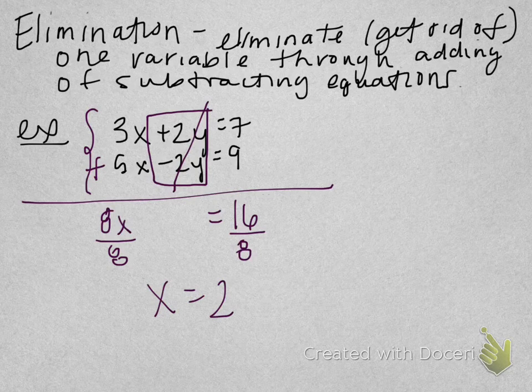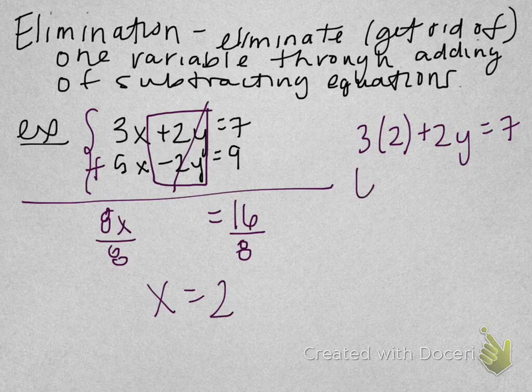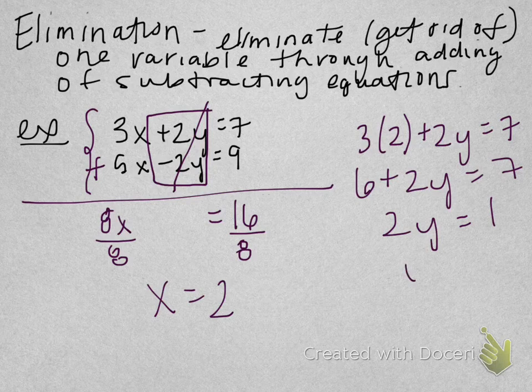Not done yet. You need to substitute that back in to find our y value. You can pick either of the equations. So I'm going to pick the first one. So I have 3 times 2, since x is equal to 2, plus 2y is equal to 7. So 6 plus 2y is equal to 7. 2y is equal to 1, and y is equal to 1/2. So our solution is the ordered pair 2, 1/2.